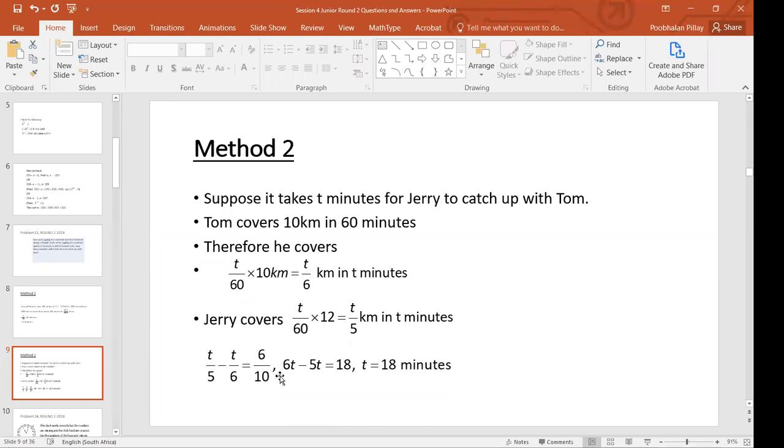This is a critical equation, because he needs to cover the additional 600 meters. So to catch up with him, the difference in kilometers will be 0.6, that is 600 meters. And when you've got an equation, you solve for it, it's 18. This is a little bit more difficult method, but if you did my first method, it's very nice and easy.